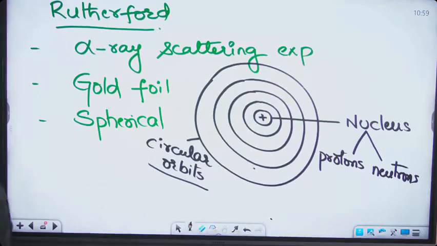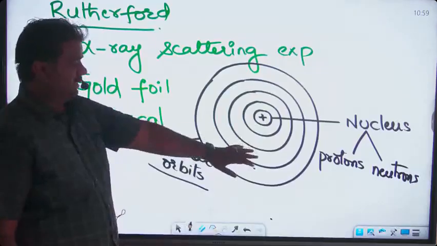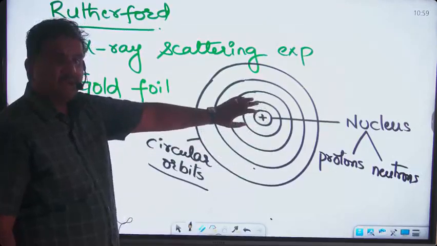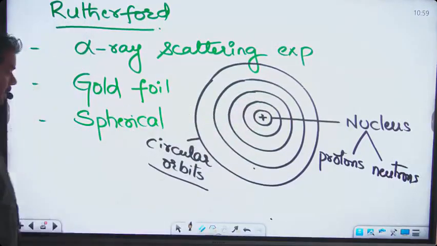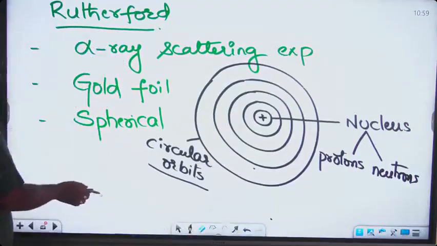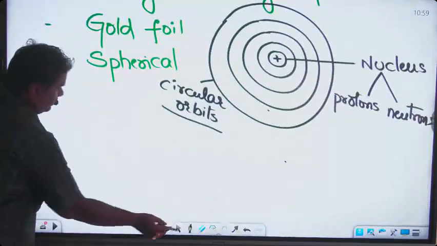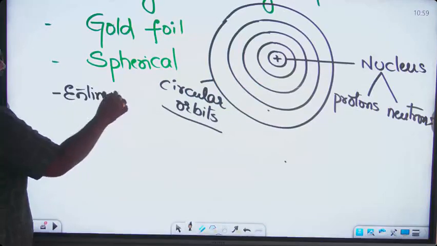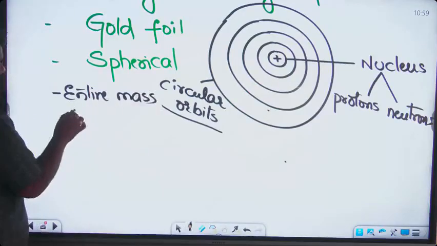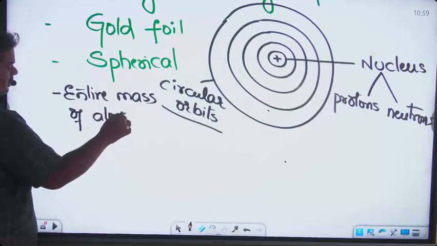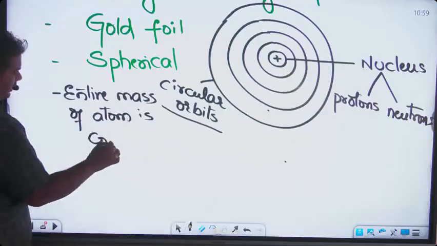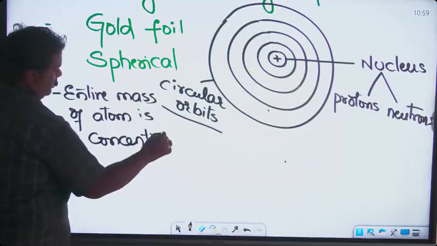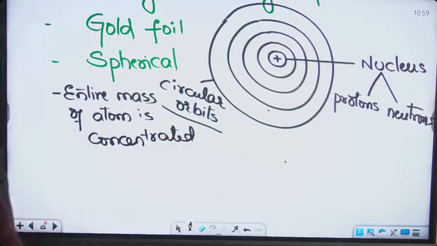Right. Where are the protons present? Protons and neutrons are present in the nucleus of an atom. Then the entire mass of the atom, the complete mass of the atom, is concentrated in the nucleus.